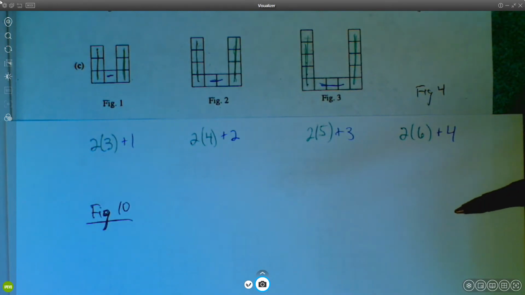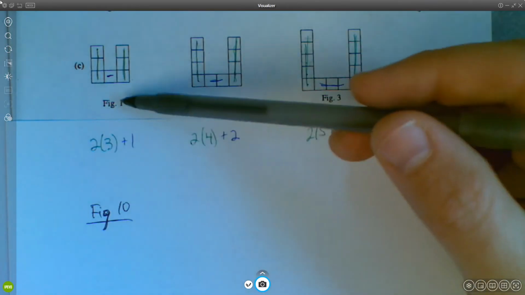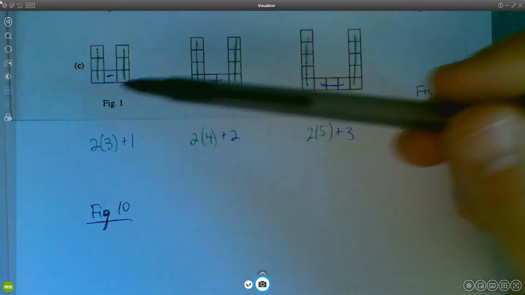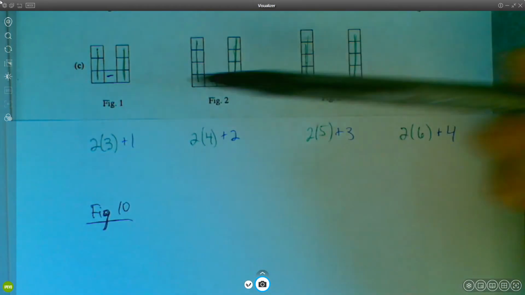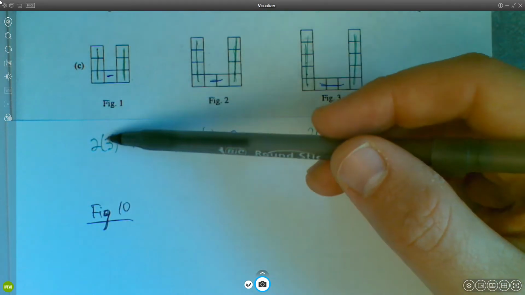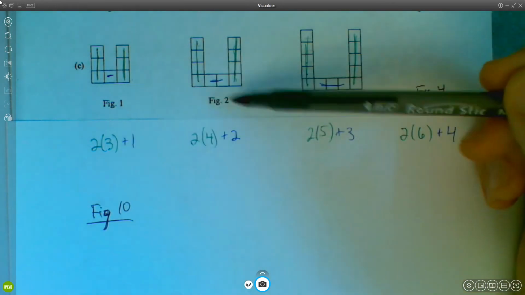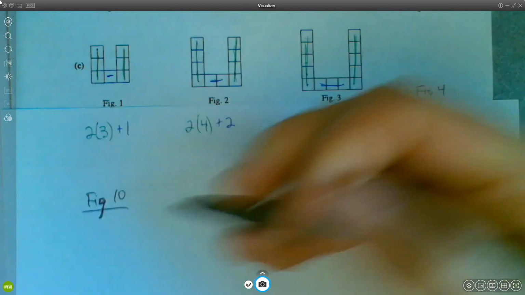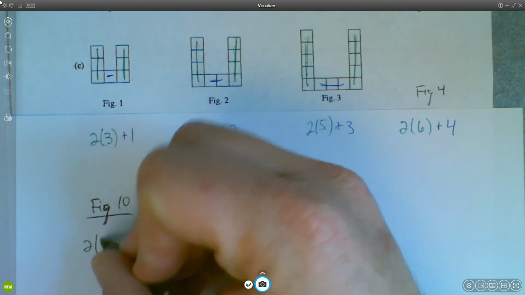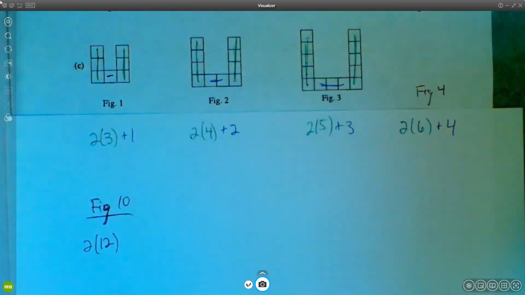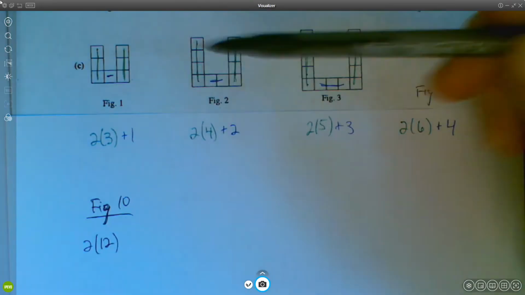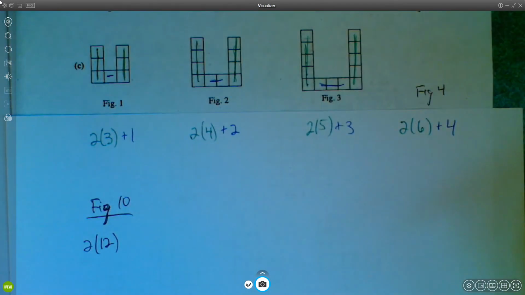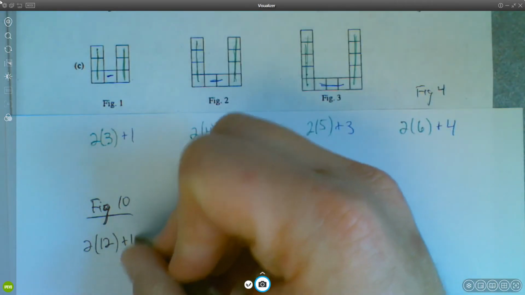So if I look at these ones, it's 3, 4, 5. This is the same pattern as it was in part B, wasn't it? So we had like a 3, 4, 5, and what we discovered is that, well, that's just the figure number plus 2, right? 1 plus 2 is 3, 2 plus 2 is 4, 3 plus 2 is 5, okay, 4 plus 2 is 6. So I think what we're going to have for figure 10 is 2 times 12, right? Because 10 plus 2 is 12. And then for the blue part, it's going 1, 2, 3, 4. That just matches the figure number, right? So here it's just going to be 10.